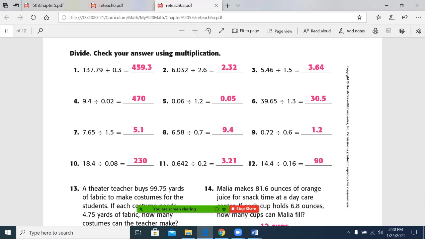This one, we multiply both sides by 10. So we have 0.6 divided by 12. And over here, we multiply both sides by 10. So we have 396.5 divided by 13.